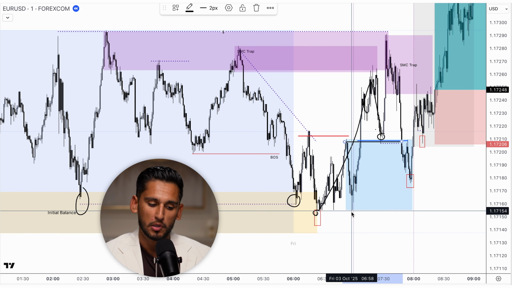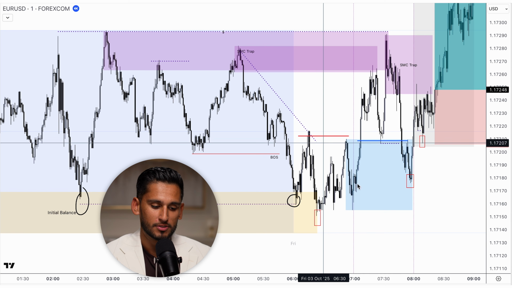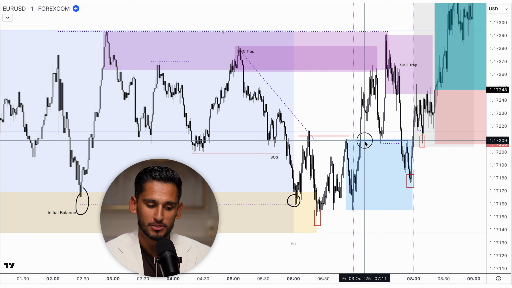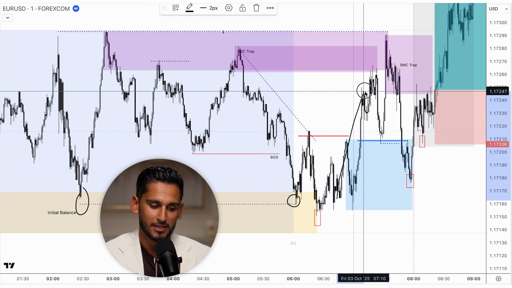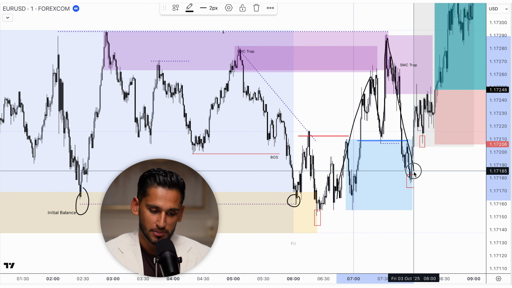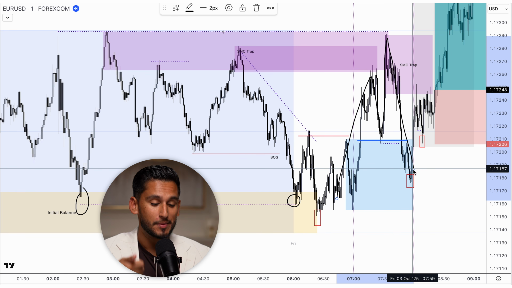So resistance turns into support. We find the block that was responsible for that inducement to push out. So when we found this blue box, this demand area block that took out this resistance level and turned it into support, then we do the break, test, turns into support, continuation, inducement. This is what we spoke about. When is this happening? Not a coincidence. Bang on London Open.